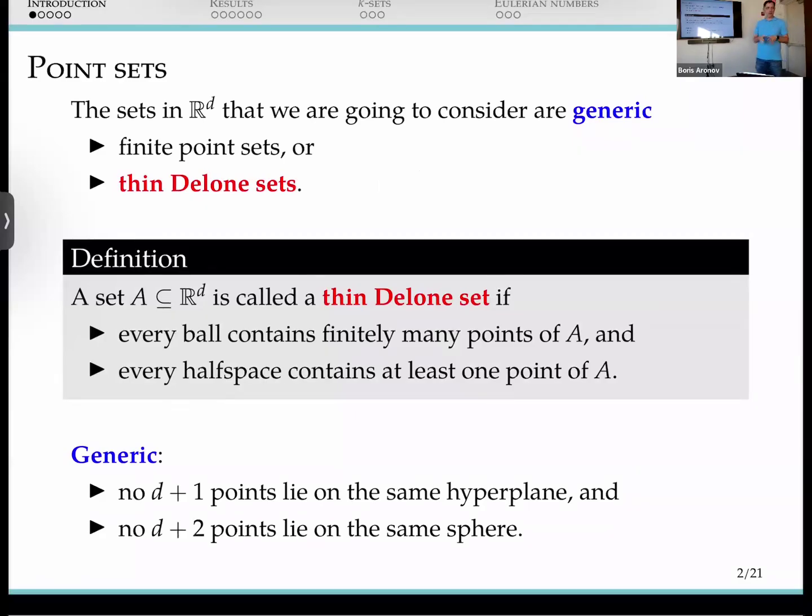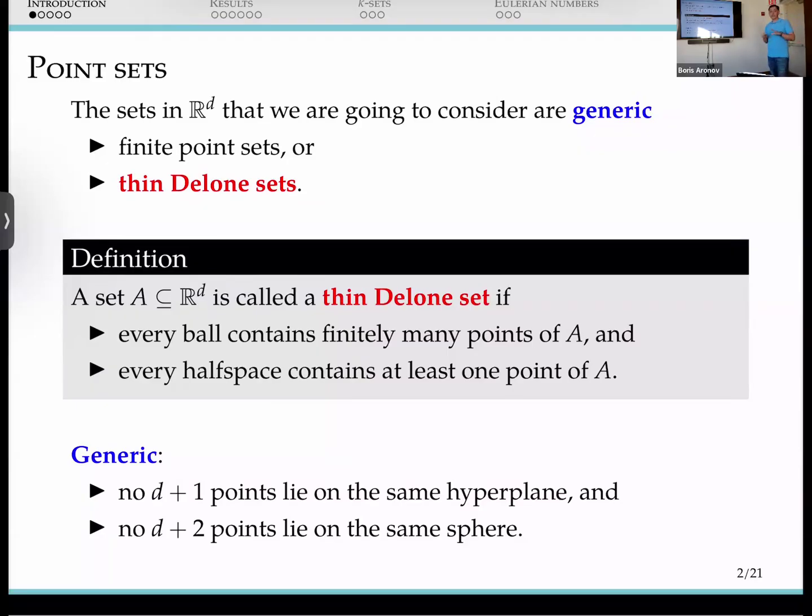let me start from the main topic or main object that I'm going to study, not what I want to do, but what are the things that I want to study. So there are going to be two main point sets. I will start from point sets, and then I will have some simplices with vertices in these point sets. So it's a little bit more about computational geometry, but the underlying stuff is kind of combinatorial. So discrete geometry. Two objects that will be interesting for me are either finite point sets in d-dimensional Euclidean space, so just clouds of points, or what I will call thin Delone sets.